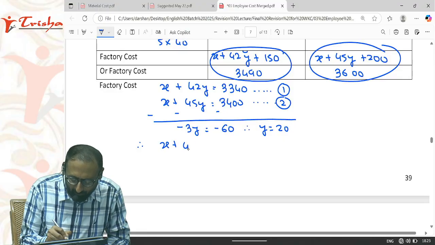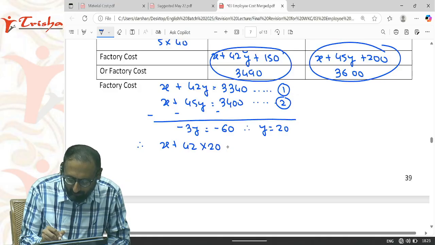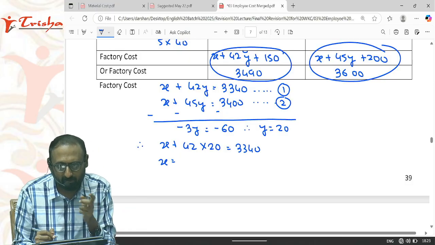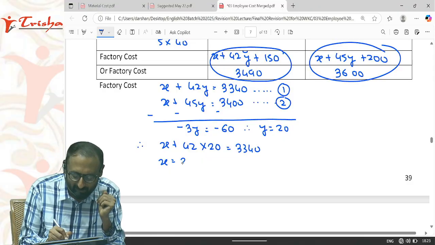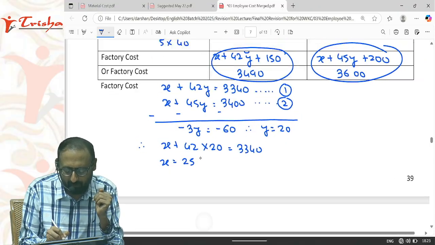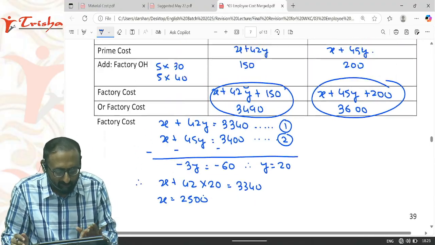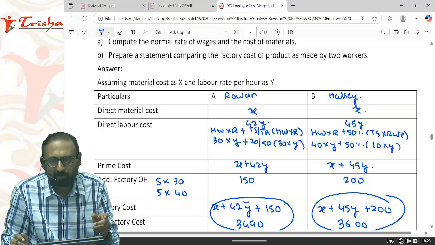So x plus 42y, 42y means 42 into 20, is equal to 3340. So 42 into 20 is 840. 3340 minus 840, your answer comes to 2500. Yes, sir. So this is how you are going to solve the question of the factory cost.